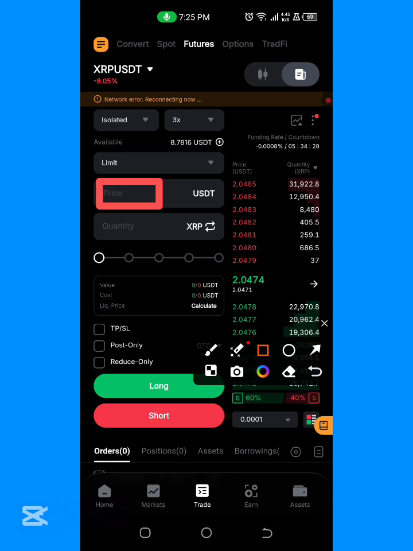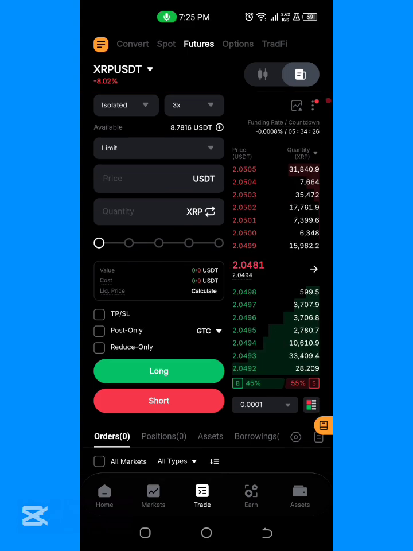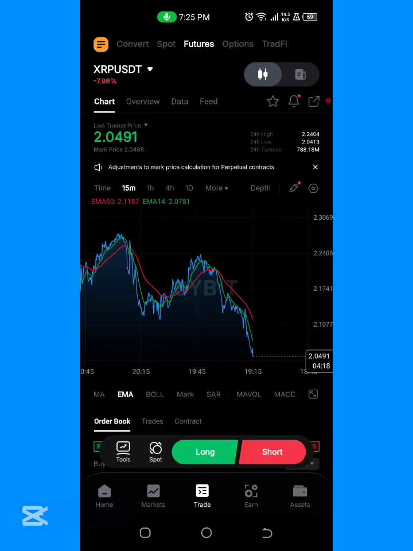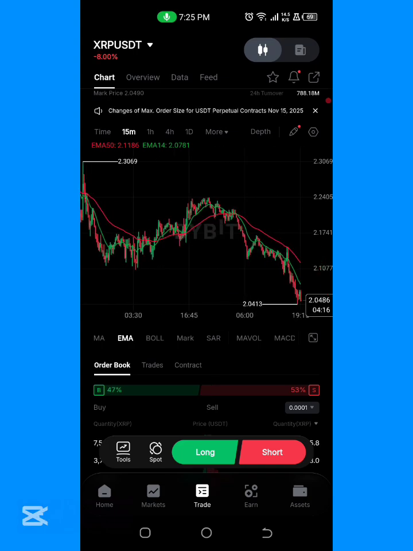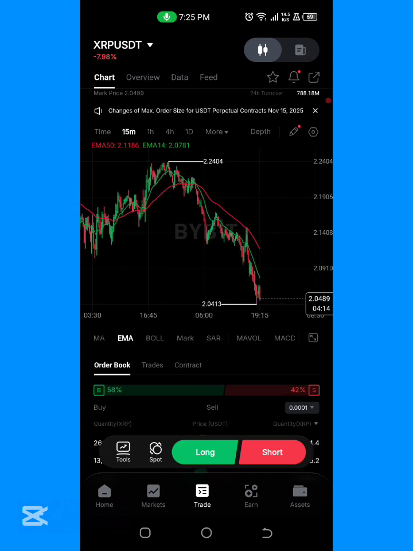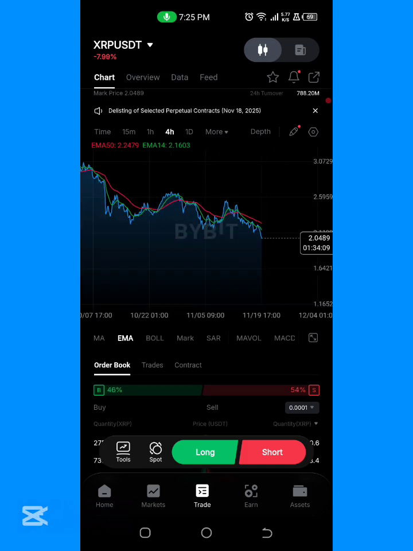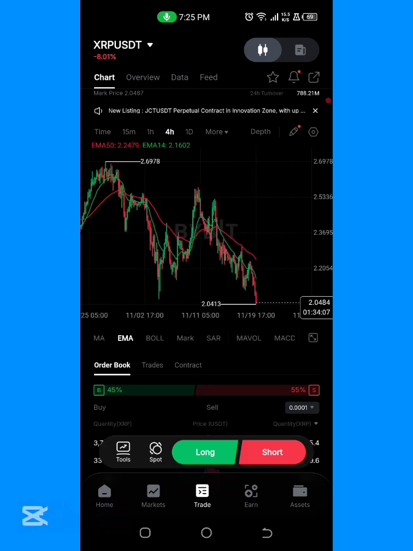Let's assume I want to make use of limit order. And to make use of limit order, usually you need to use the chart. So you click on chart. For instance, this is XRP, and this is the XRP chart. So you can go to a higher time frame. This is the 4 hours time frame. You check the higher time frame, 4 hours, and you can check 1 hour as well.